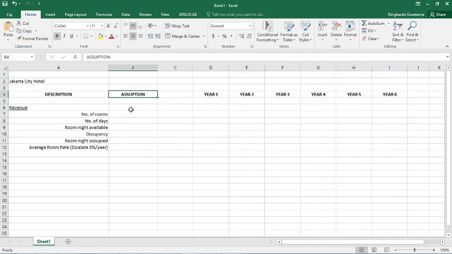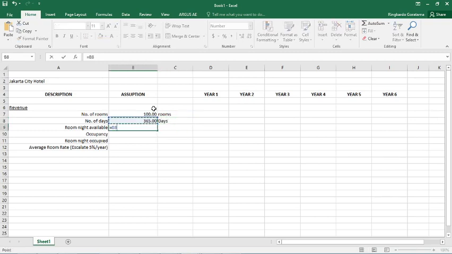So the number of rooms: the hotel has 100 rooms. In 1 year we have 365 days. So the room nights available will be the number of rooms multiplied by the number of days. For the occupancy, we can look at the historical data for our assumption. Then the room nights occupied, then the average room rate.